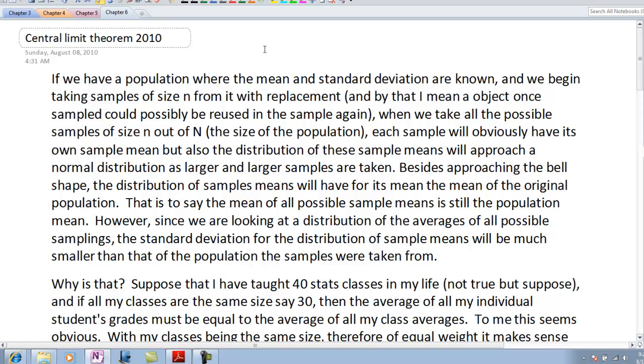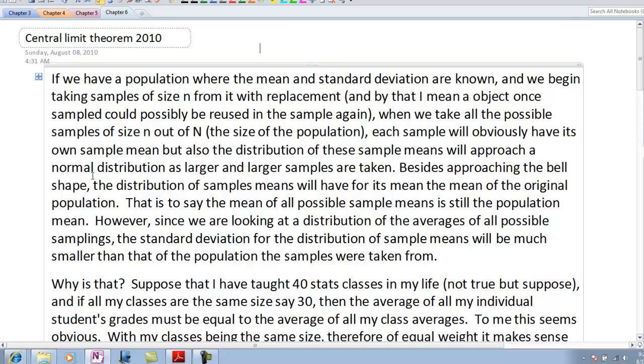But if I look at all those and I take the average of every single one of those possible samplings, what I'm saying here is that those averages will be normally distributed, and the average of all those averages will be the average of the population. And you know, if I have balls numbered 1 to 60, my expectation is what? 30.5 is my mean. That's pretty much what I'm saying here.